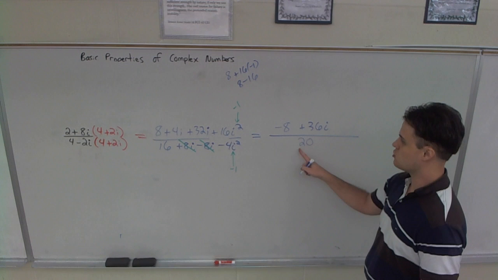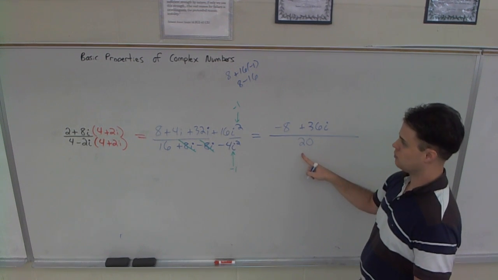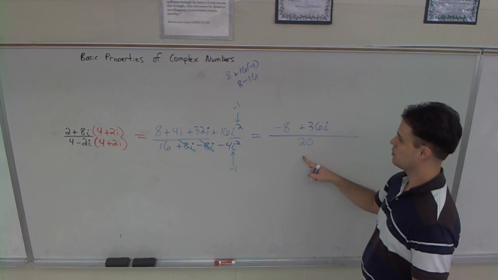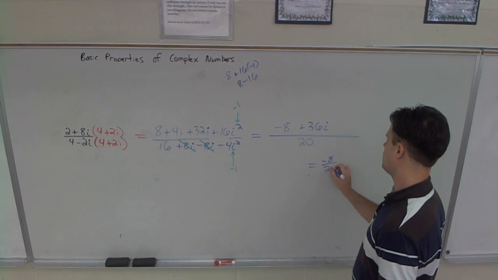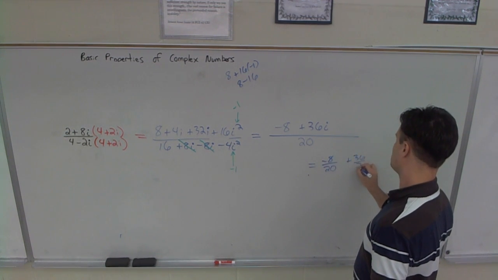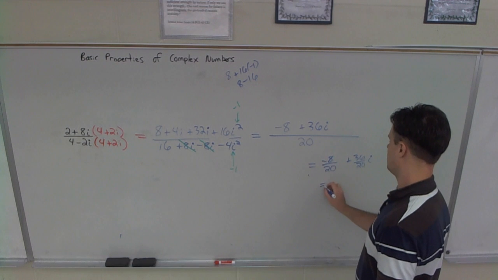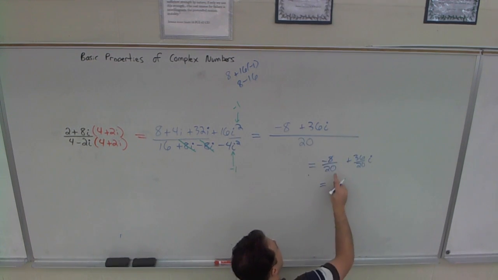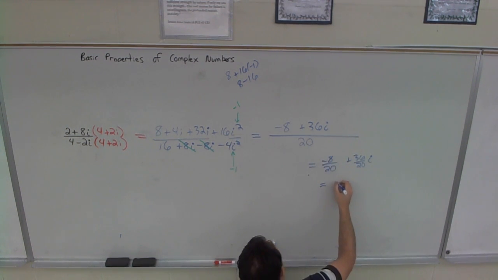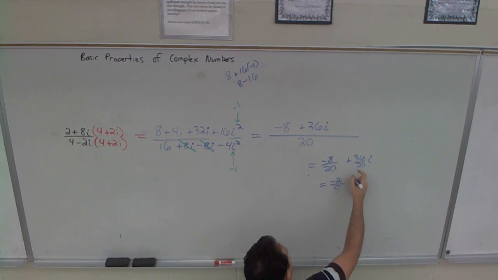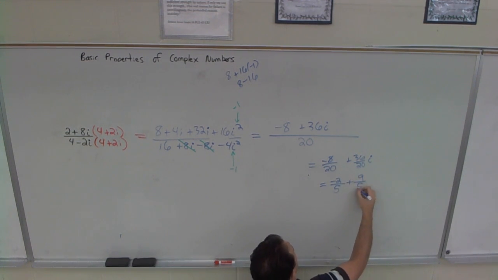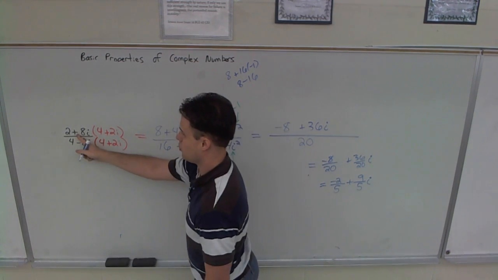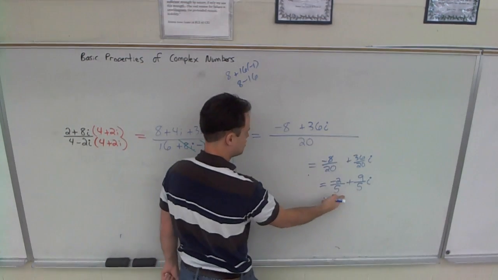The real part is this. The imaginary part is this. So I've got negative 8/20ths plus 36/20ths i. Those, I think, can be reduced. 4 goes into that twice, and into that 5 times, and into that 9 times, and into that 5 times. A plus bi. One number divided by one number is one number.